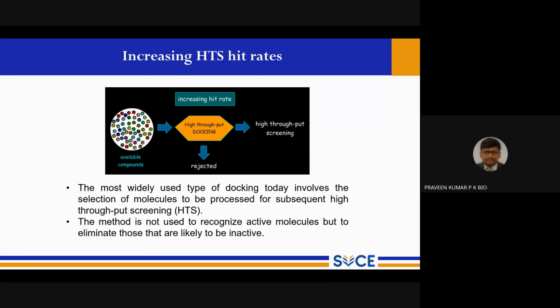For this, I can give an example of what we tried in the iGEM project. iGEM, the International Genetically Engineered Machine competition, is usually conducted by the Massachusetts Institute of Technology, USA. The SVC students have participated around four times.